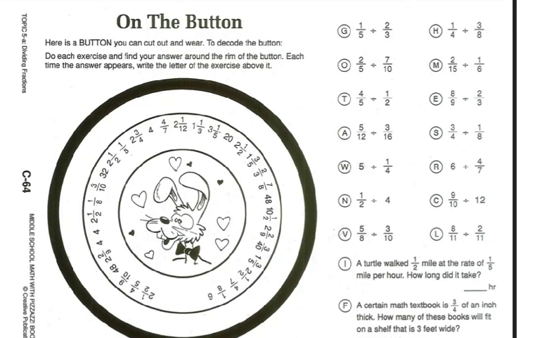Okay, we're going to do 3 of these together, and then the rest of them you can do by yourself. Let's just do M, R, and we'll just do I. Okay, so we're going to do MRI. That's kind of funny. Alright, M says 2/15 divided by 1/6.